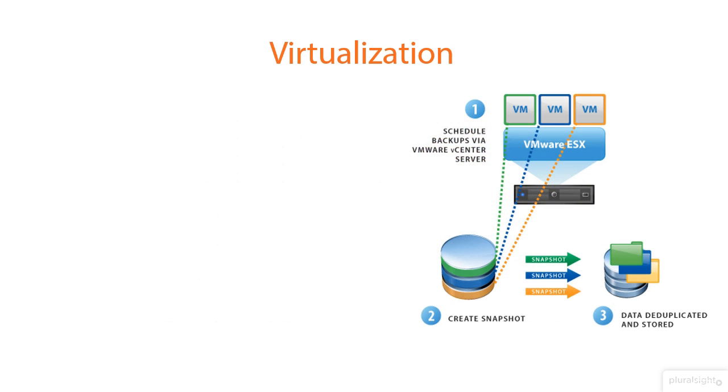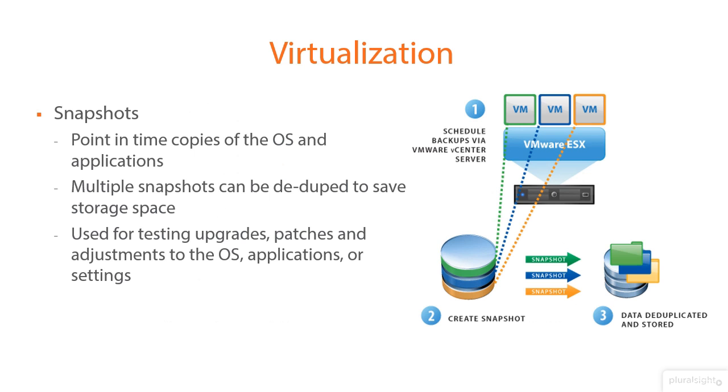Now, with virtualization, we have something referred to as snapshots. Snapshots give us the ability to create point-in-time copies of the OS and any applications that are currently running. So we can take multiple snapshots and store them in some centralized location. They can be deduplicated, meaning if they have multiple images with a lot of the same data, we can pull the data out of those duplicate images and just put pointers in, so they all point to a single copy, and it saves space on that storage device.